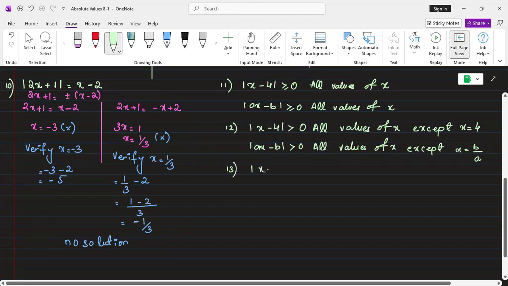Okay. Now, for example, if it is modulus x minus 4 is less than 0, so what should be your answer? No values of x. Yeah, exactly. No value of x, because there is no value of x that is going to give me an answer which is negative, which is less than 0. So if ax minus b modulus is less than 0, you will simply say no value of x.